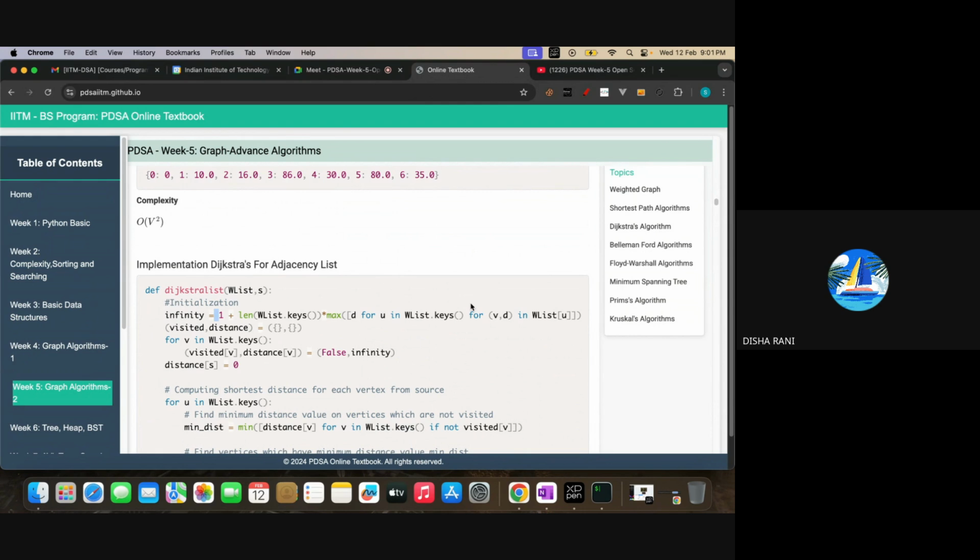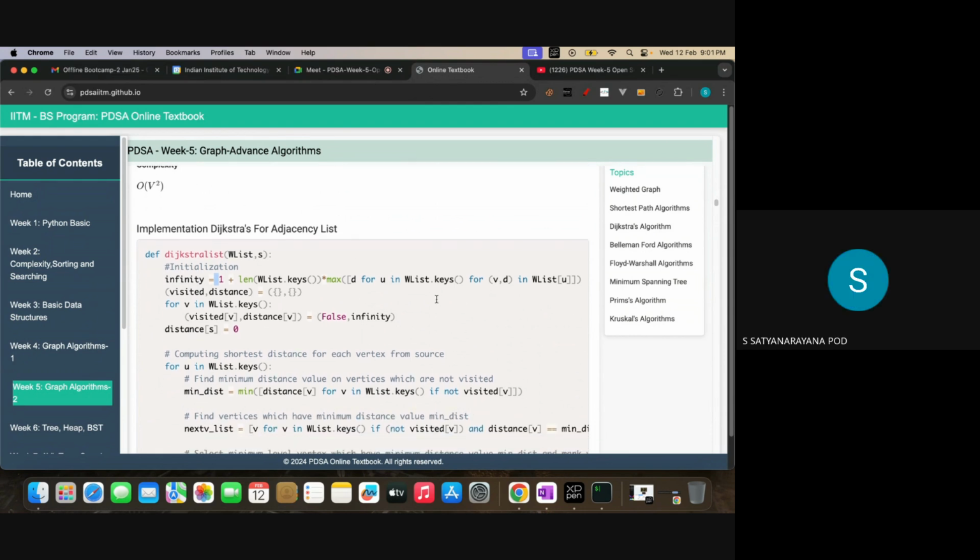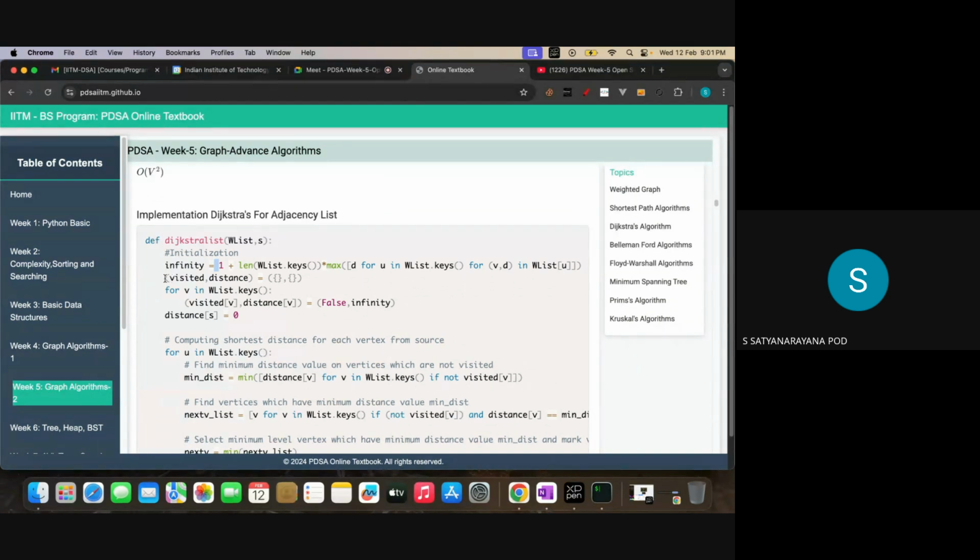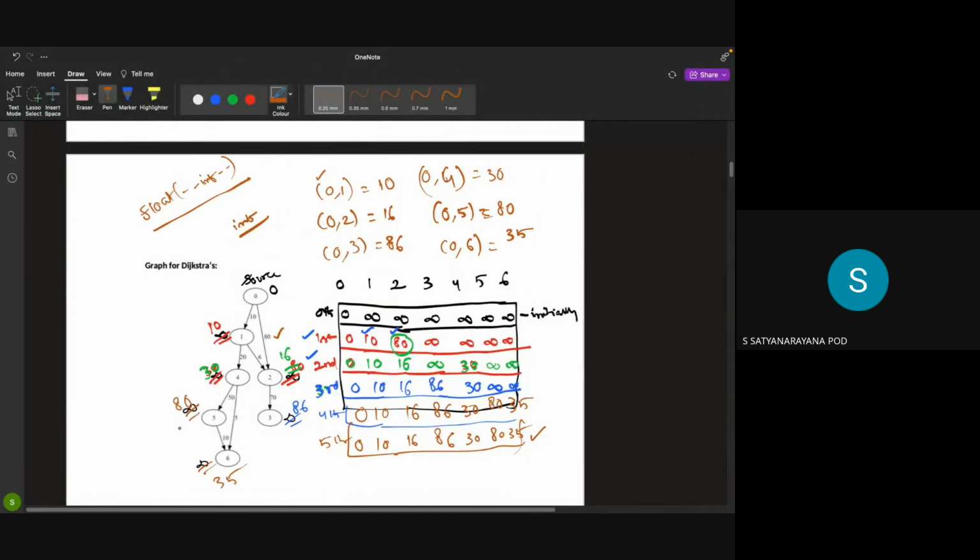Yes, sir. Now there are two dictionaries they are creating: the visited dictionary and the distance dictionary. Initially, the visited dictionary contains false, and the distance dictionary contains all infinite values, because we don't know each vertex's reachability. Initially all of them are infinite. Am I right? Yes, sir. So that's what they did.